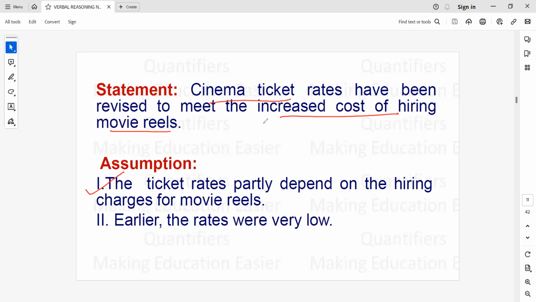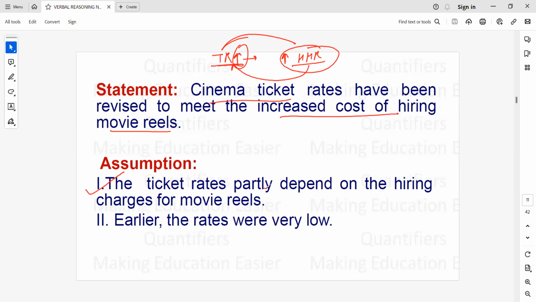Absolutely brilliant. Okay. Now, why is it correct? Why is it an implicit assumption? Because what is the statement saying? That the ticket rates have been revised. Revised here means increase only, because ticket rates have been increased to meet the increased cost of hiring movie reels. So ticket rates have been increased because of the increase in hiring movie reels. So one of the assumptions is that the hiring of movie reels forms a part of ticket rates.